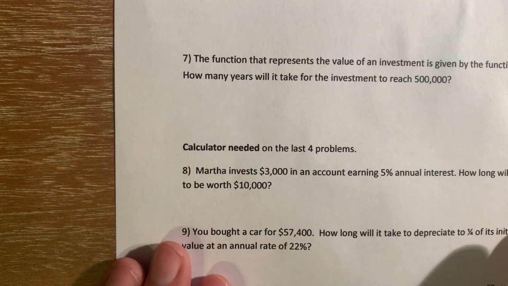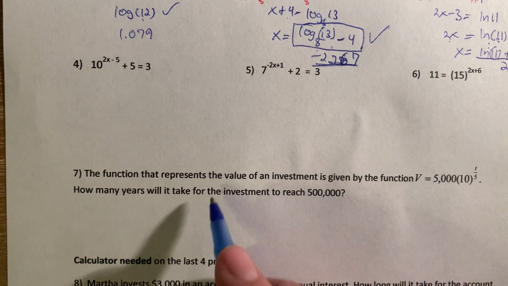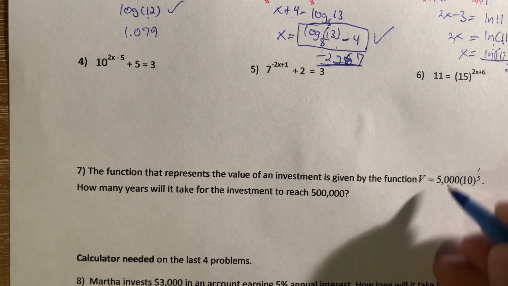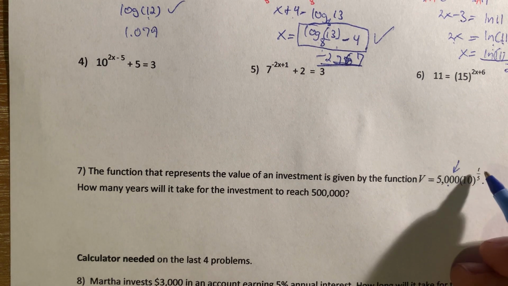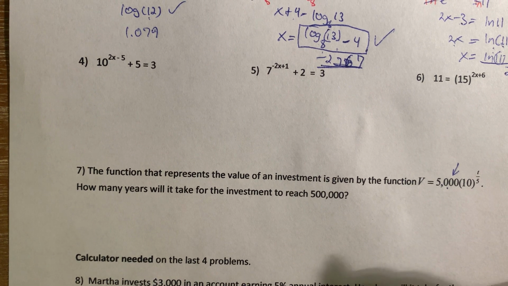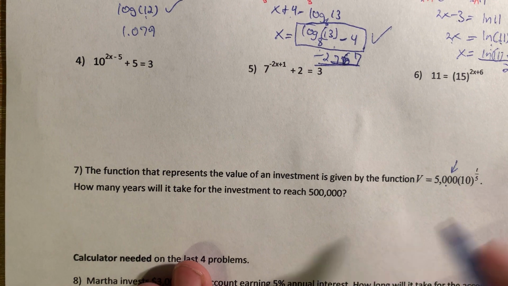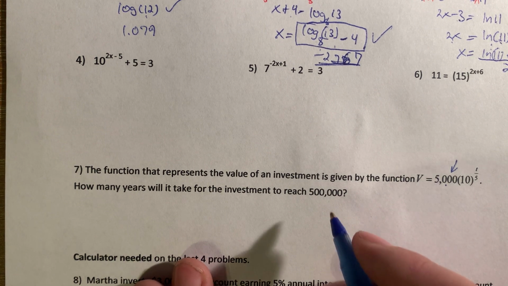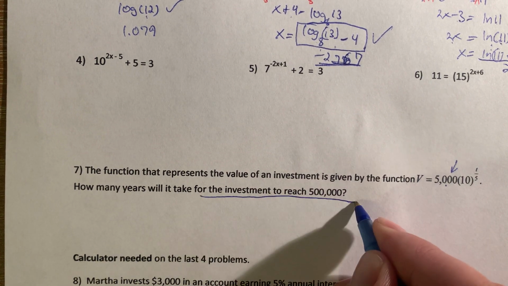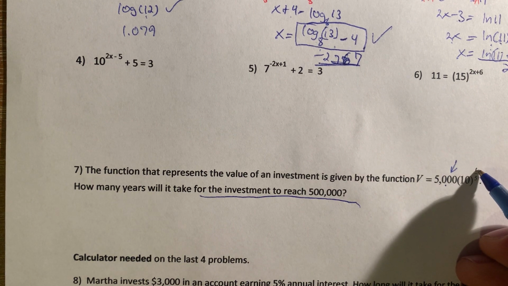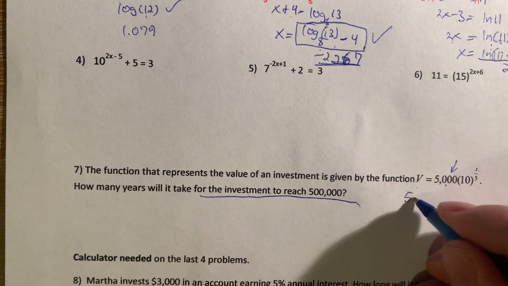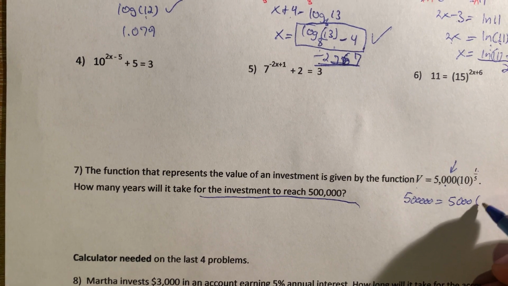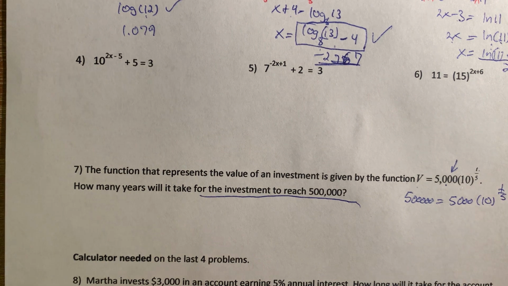All right. Okay. The function that represents the value of an investment is given by v equals 5,000, this must have been the starting amount, times 10 to the t over 5. This means it's going up by 10 times every 5 years. How long will it take for the investment to reach $500,000? Well, let's solve this. We want the value of the investment to reach $500,000. Is that the time? No, that's the value. So we're going to put $500,000 equals 5,000 times 10 to the t over 5. Go ahead and solve this one on your own.